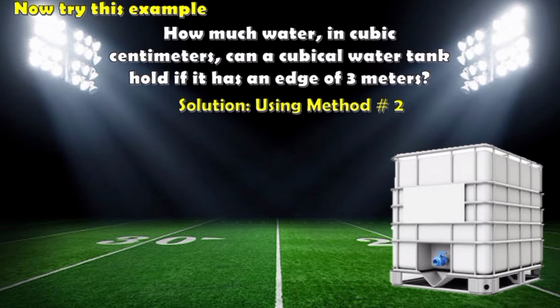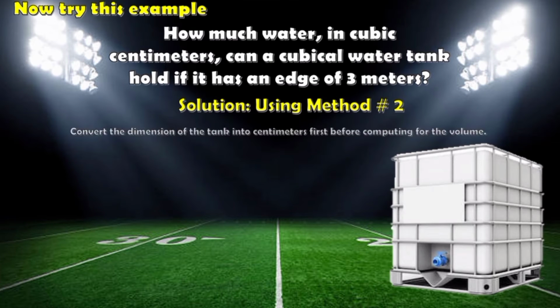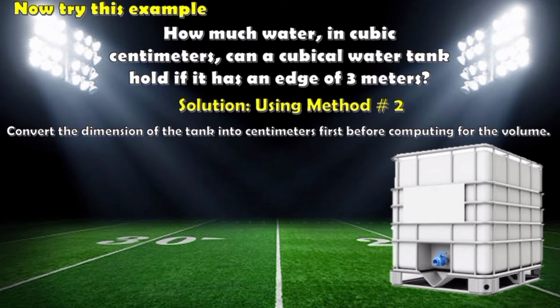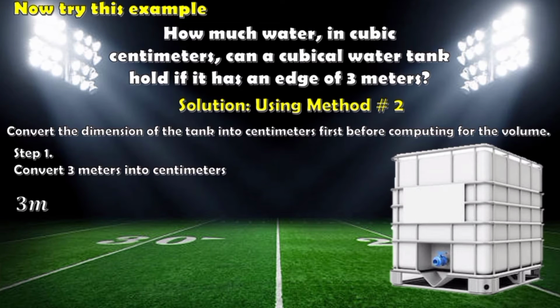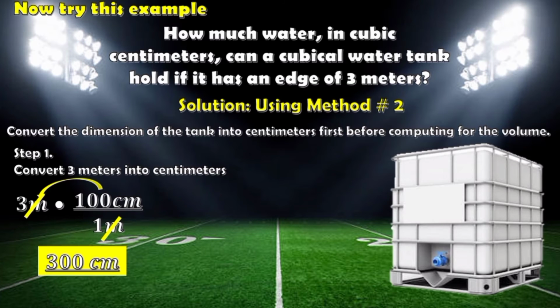Now let's try method number 2. Convert the dimension of the tank into centimeters first before computing for the volume. Step 1. Convert 3 meters into centimeters. 3 meters multiplied by the factor 100 centimeters over 1 meter. Then cancel out meter. Multiply 3 times 100 centimeters. Our answer is 300 centimeters.